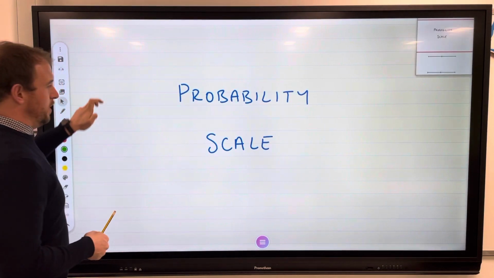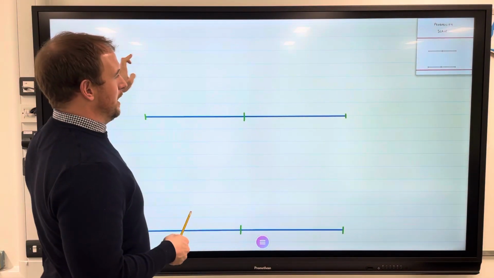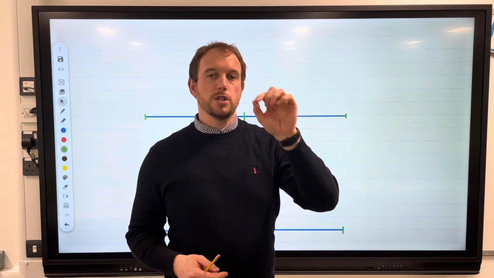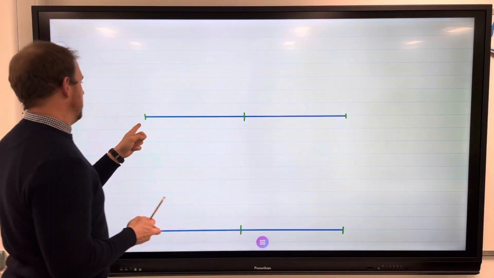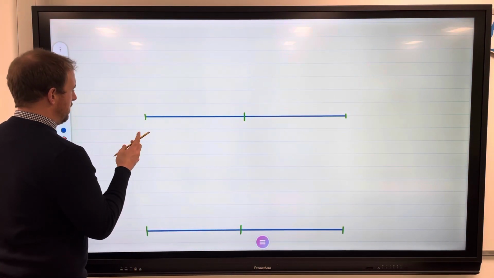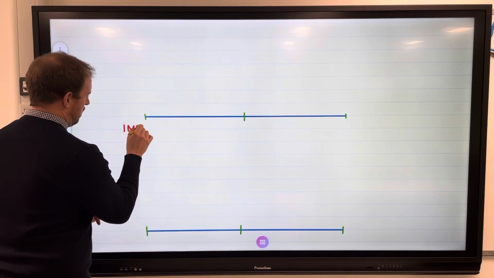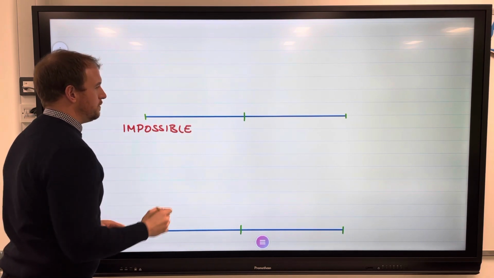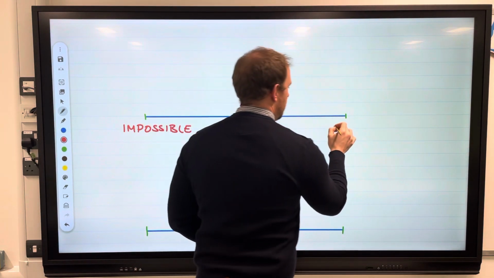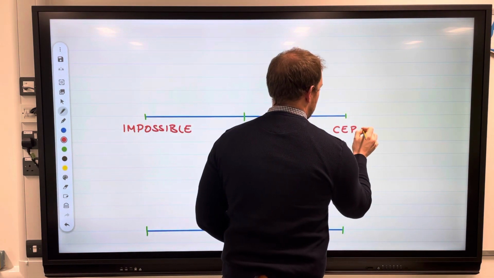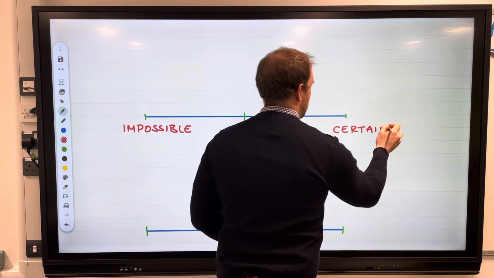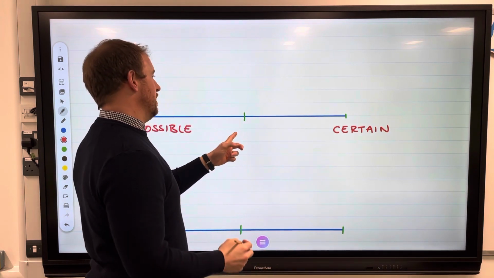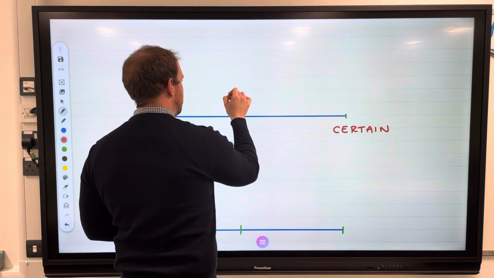So what I've got here then is just a blank template of a scale. So if we said this side here would be impossible. Okay, so impossible. And then over here, this then would be certain. Okay, so then in the middle then, this would be even chance.